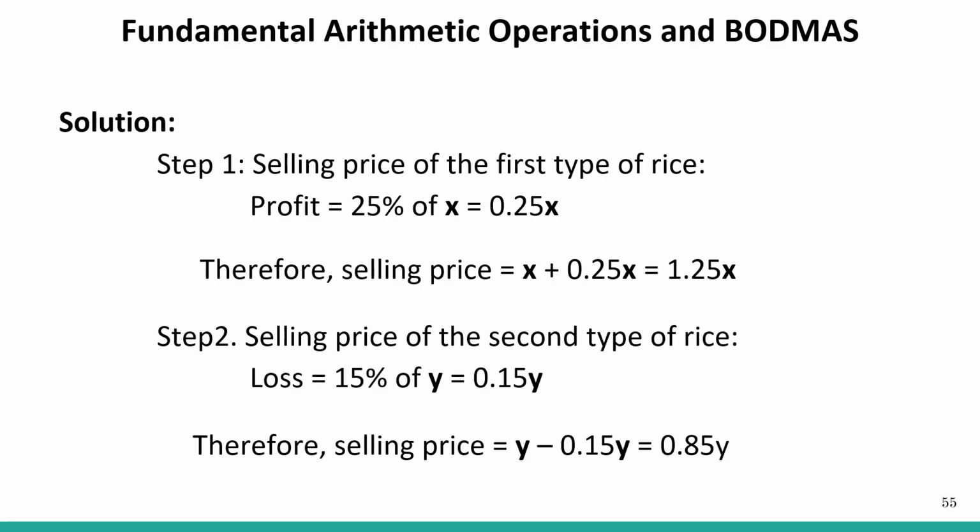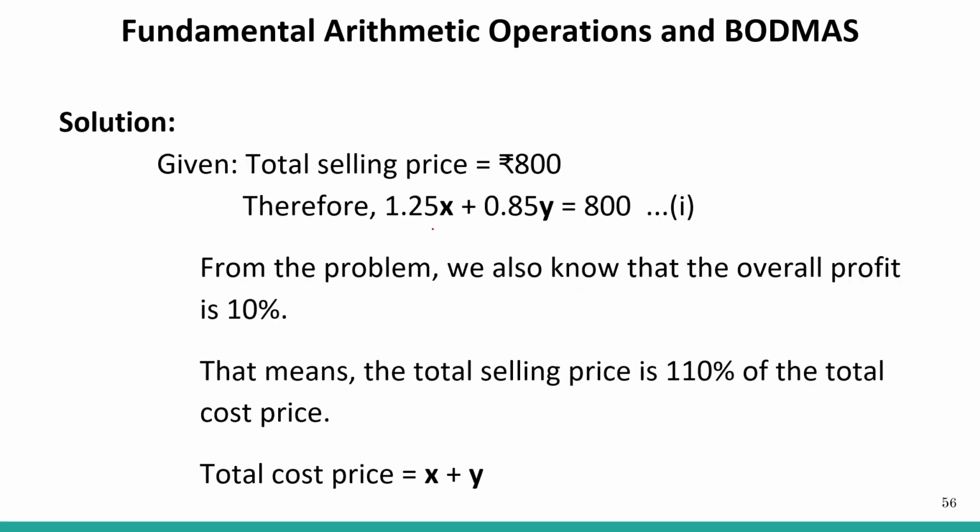So the selling price of the first type of rice is x plus 25% of x, in decimal form 0.25x. Therefore, the selling price will be 1.25x. The selling price of the second type of rice, with 15% loss, is y minus 0.15y, which is equal to 0.85y. It is told to us that their sum is 800.